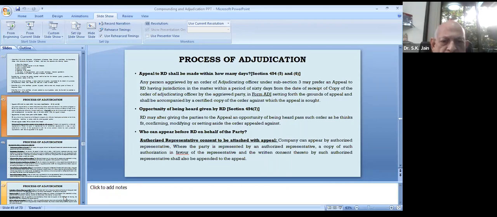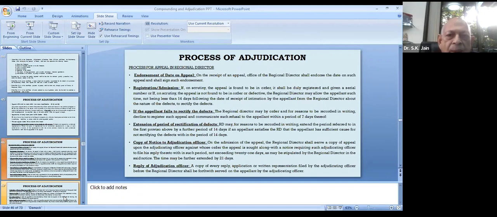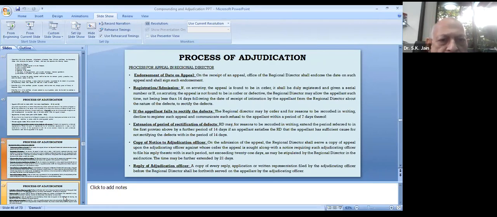Who can appear before RD on behalf of the party? Any authorized representative, with his consent to be attached. He can represent the party in the appeal. Now, the process of appeal before the regional director. Endorsement of date on appeal. As soon as the appeal is filed, the date on which it has been lodged will be endorsed.